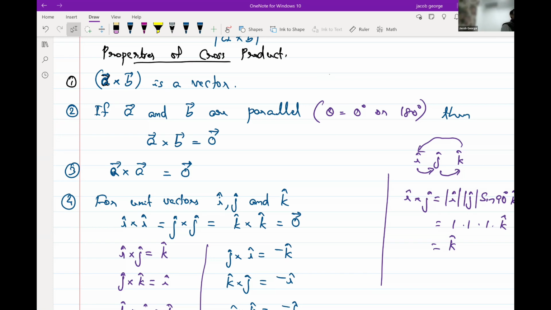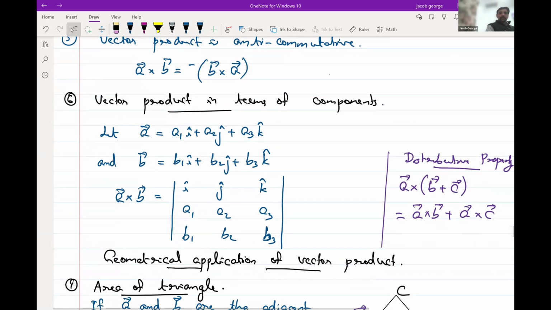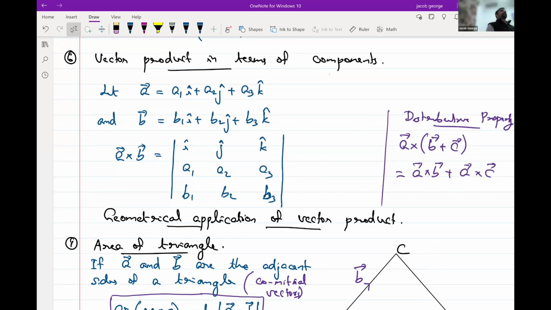These points are also clear, right? Next point is very important for finding the cross product. For the dot product, you multiply the coefficient of I, coefficient of J, and coefficient of K. To find the cross product, the first row will be I, J, K. Second row, A1, A2, A3. Third row, B1, B2, B3. This way we find the cross product. Clear?